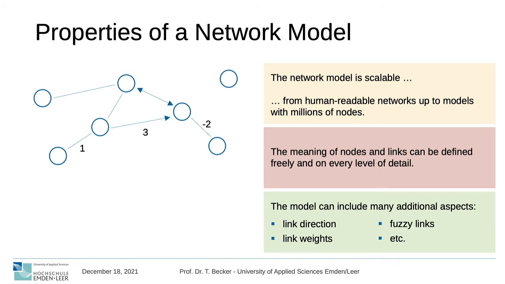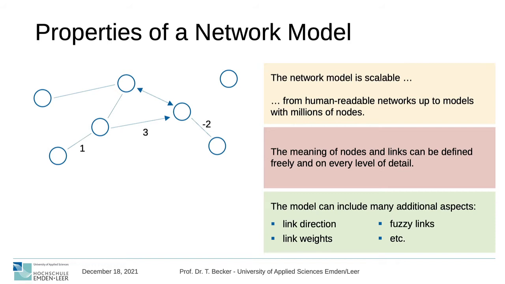The second thing is that the meaning of the nodes and the links in the network can be defined freely and on every level of detail. That means it's up to you what you want the model to represent, which type of information, which type of entities, and which type of connection between them.